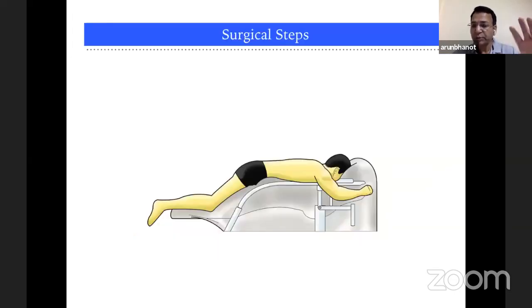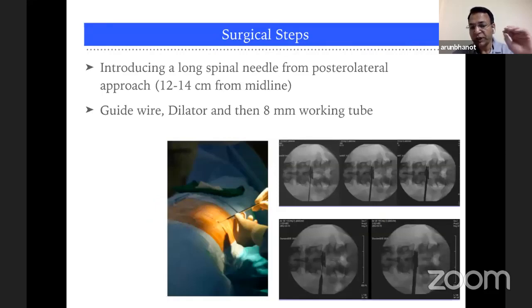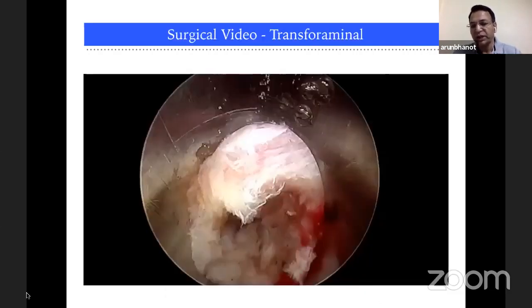The position of the patient is prone. You can choose a Wilson frame or bolsters. I use bolsters. I do this surgery under local anesthesia. Initially, after putting the needle, we put a guide wire over the needle. Then we put a blunt obturator to dilate the tract. And over the obturator, we introduce our 8 millimeter beveled working tube. It has a small bevel, which we use to retract one part and visualize the epidural structure. So this is a surgical video.